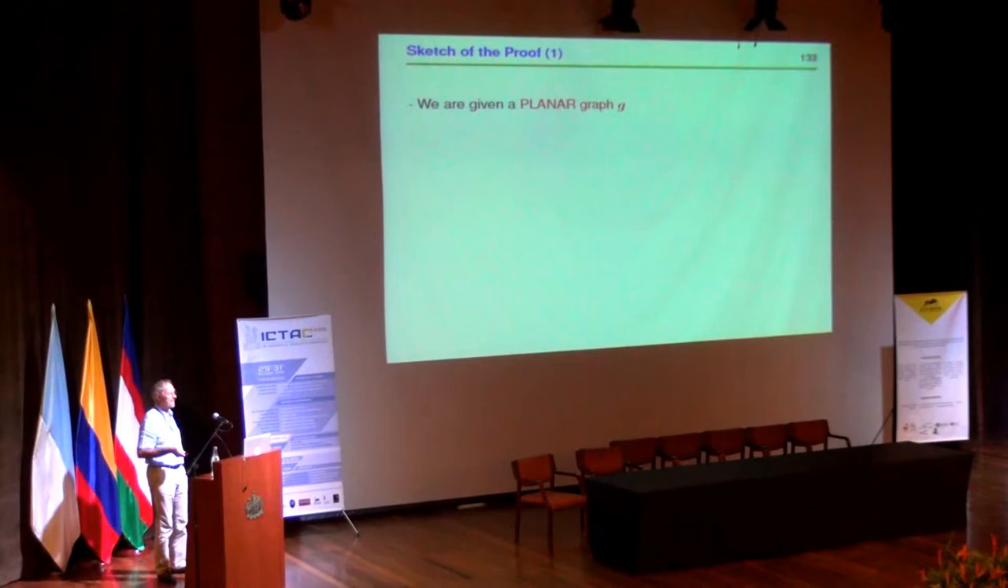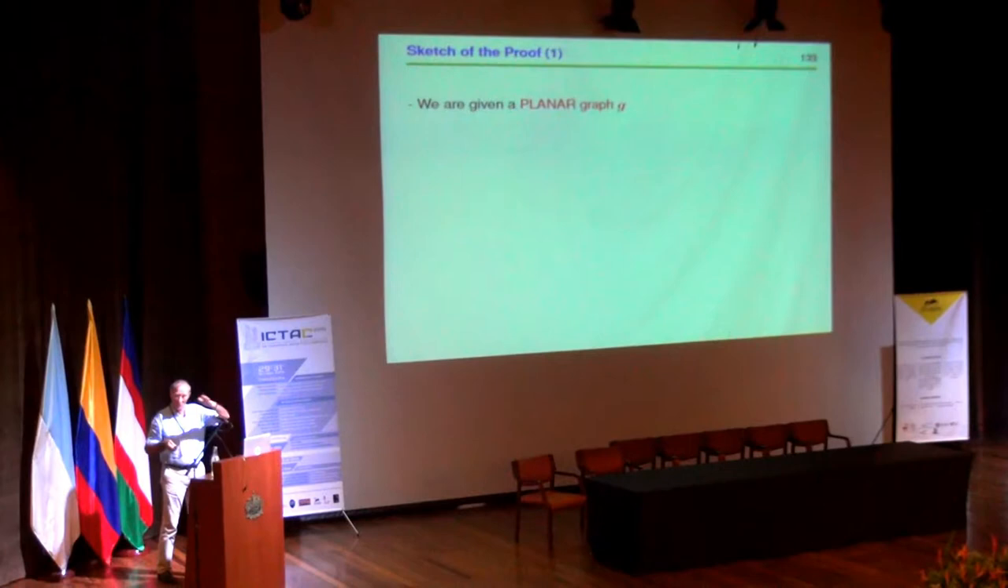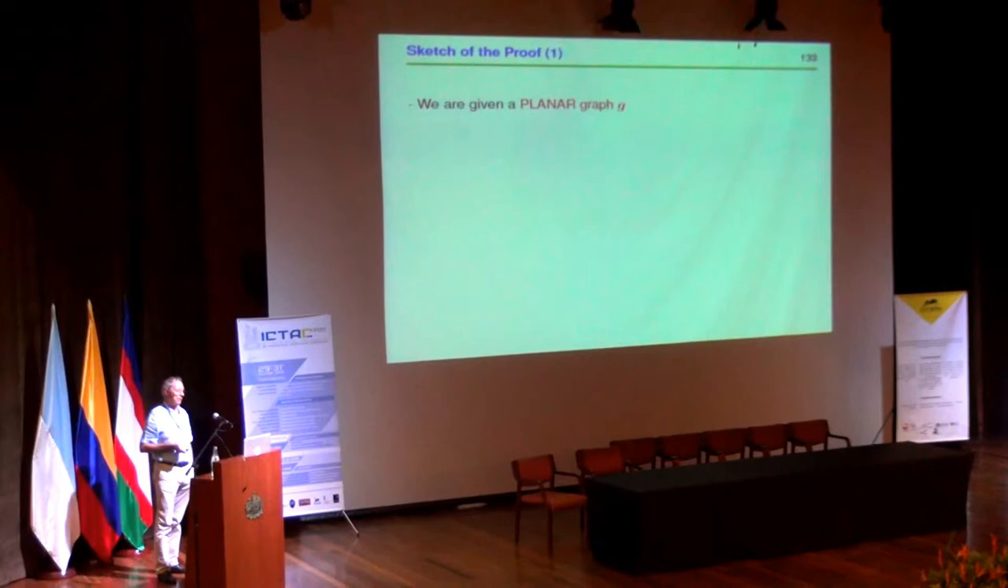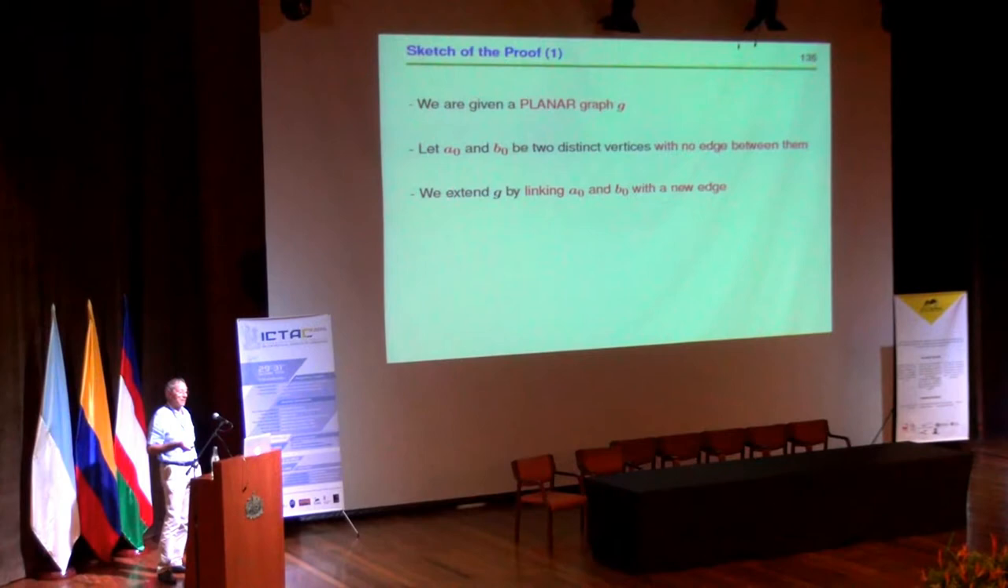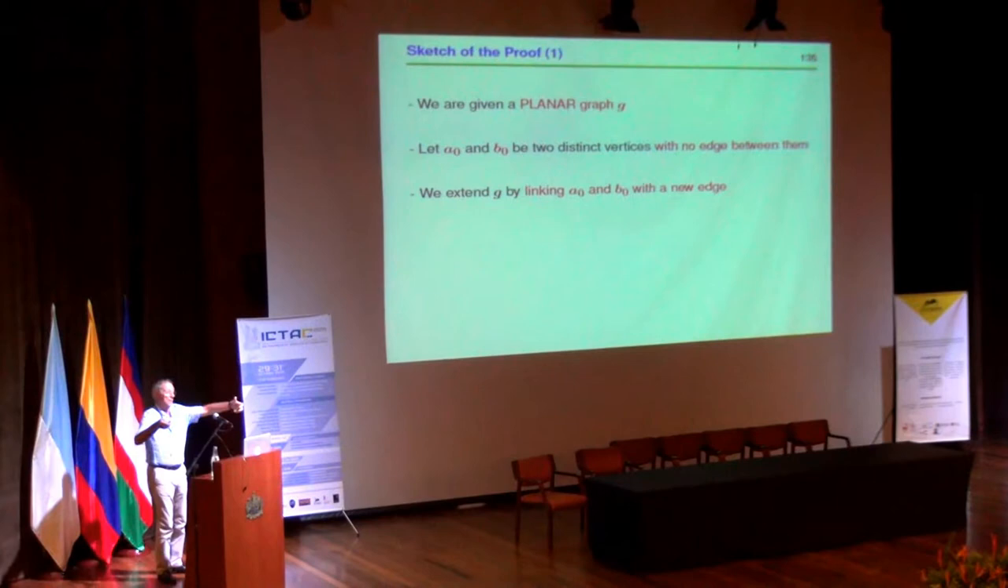Sketch of the proof. We start from a planar graph. So remember the definition of planar graph. We have some drawing where things are connected only on vertices, where edges are connected to vertices. So let A0 and B0 be two distinct vertices with no edge between them. We extend G by linking A0 to B0 with a new edge, and I have defined clearly the definition of extending a graph and extending the corresponding graph drawing.